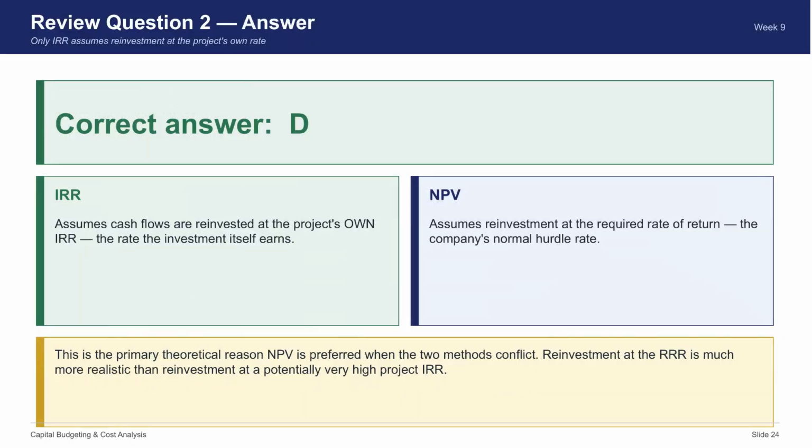Answer. D. Only the IRR method assumes cash flows are reinvested at the project's own IRR. NPV assumes reinvestment at the required rate of return, the firm's hurdle rate, which is more realistic. Assuming a high IRR reinvestment rate is often unrealistic. That's why NPV is generally preferred when IRR and NPV conflict.